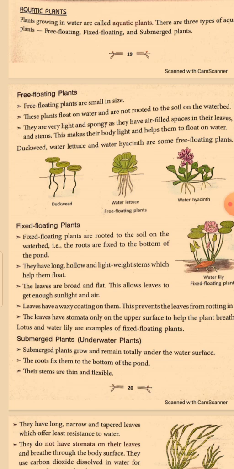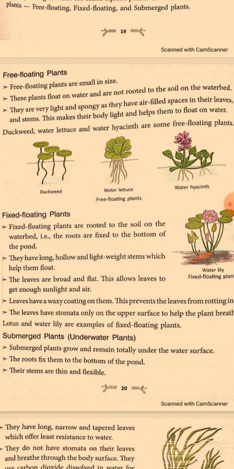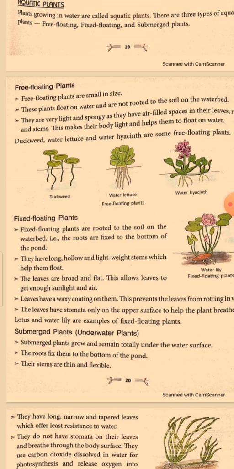Second, these plants float on water and are not rooted to the soil on the water bed. These plants float because they are not rooted to the water bed. Water bed means the ground, the surface of the land. Their roots are not fixed. Now look at the roots of these plants, they are free, nowhere are they fixed. So that's why, this is the second reason, these plants keep floating over the surface of water.